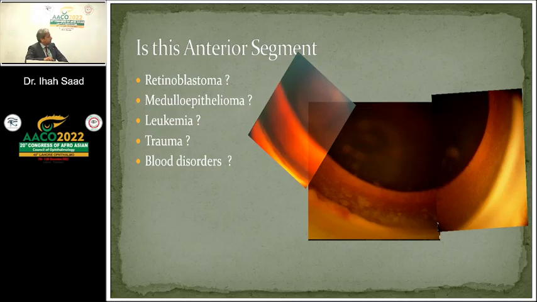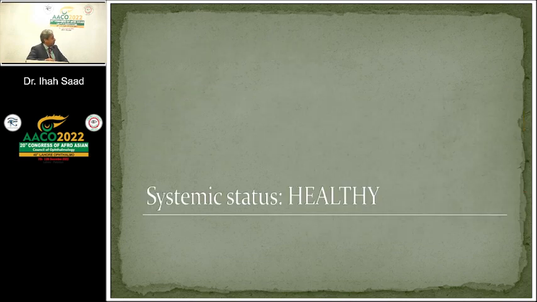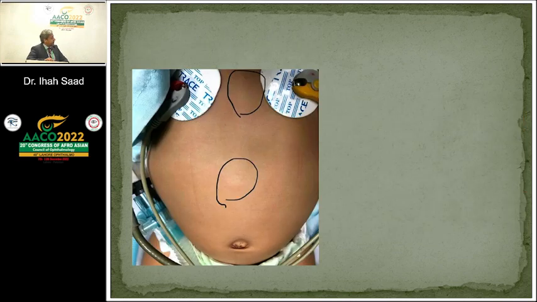Retinoblastoma that has seeded into the anterior chamber, medulloepithelioma of the ciliary body that also seeded into the anterior chamber, leukemia? It is strictly unilateral, and the child is totally healthy. Is it traumatic or some blood disorder? The systemic status is really healthy for this patient.